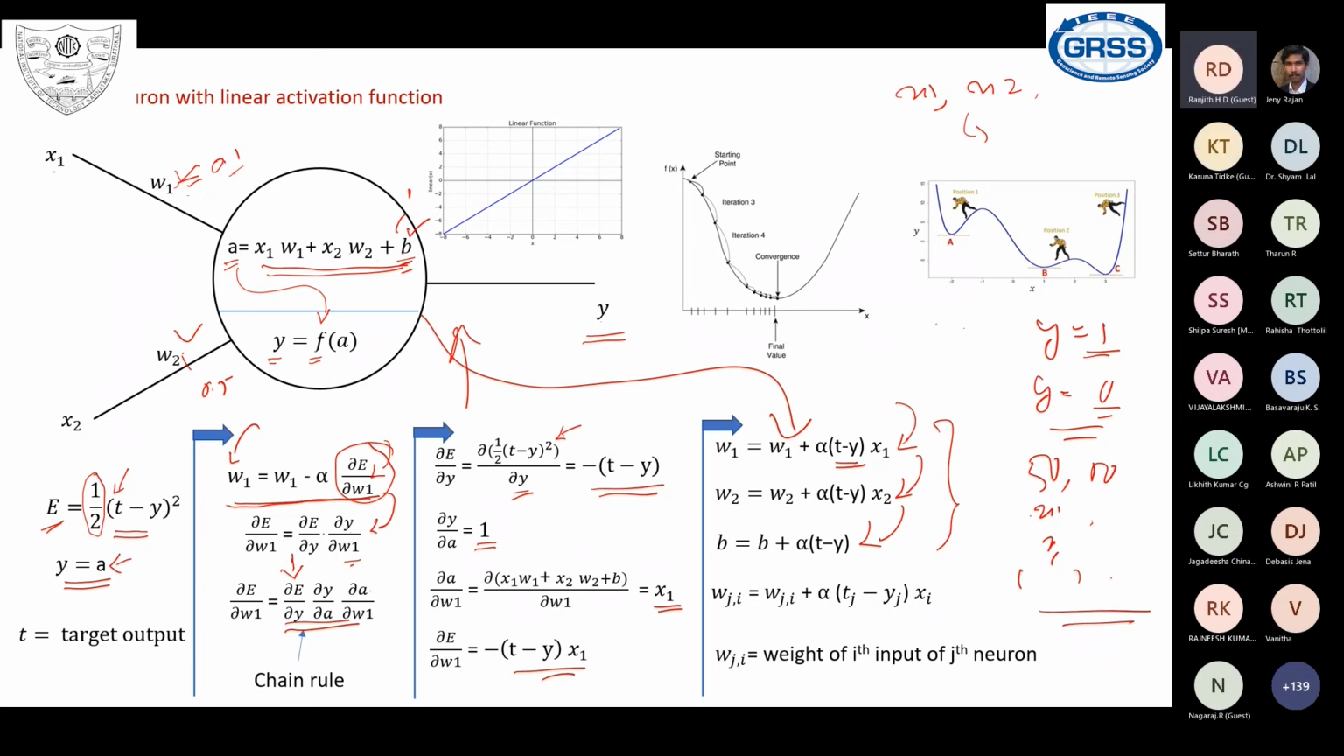Everything we have to compute, sir, for that? Sorry. Everything we have to manually calculate all these things? No, we are not manually calculating. This is an iterative approach, right? We are not manually calculating anything. So this is the formula. I have a formula to update W1, I have a formula to update W2, and I have a formula to update B.